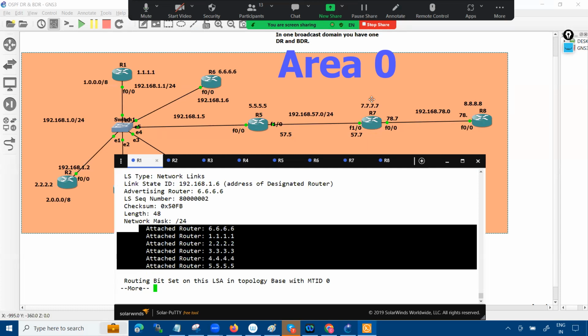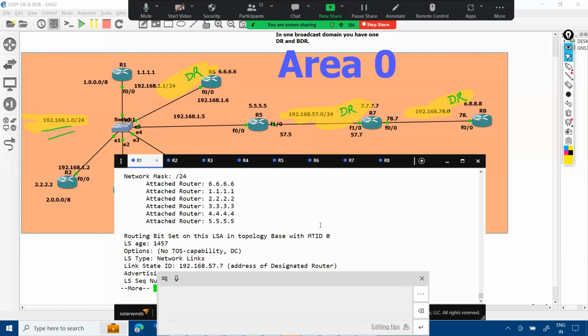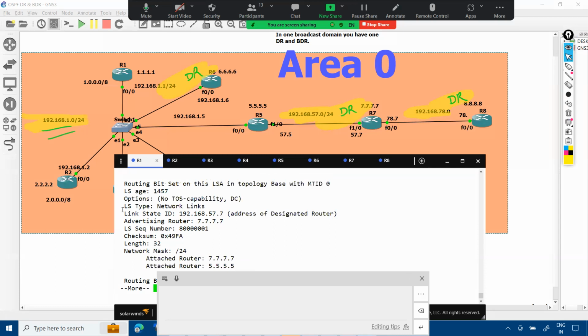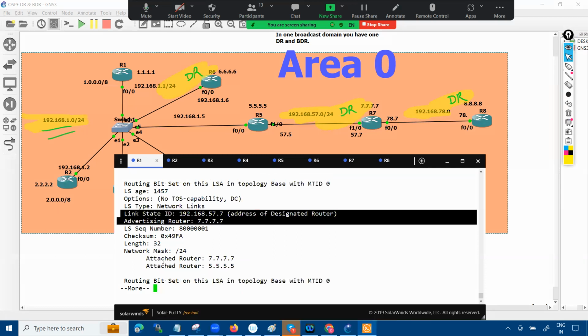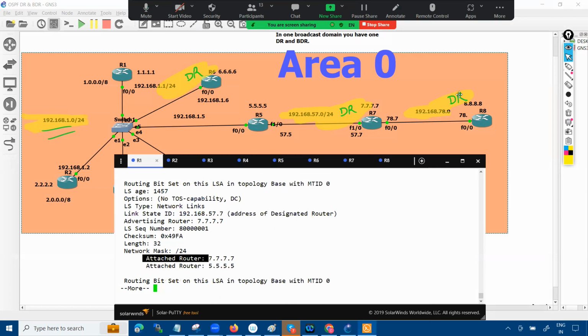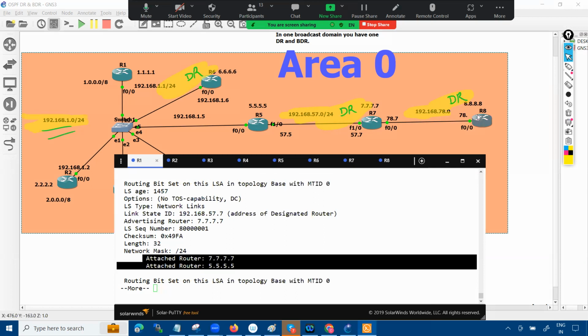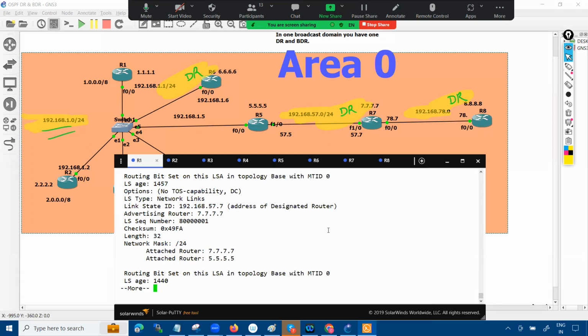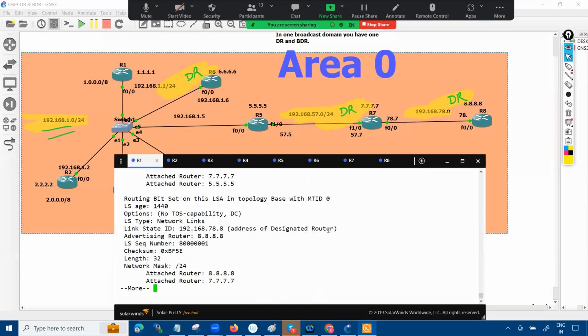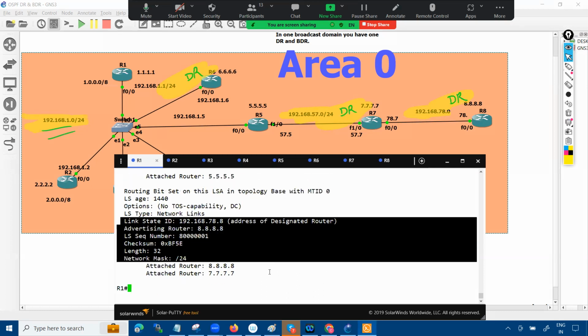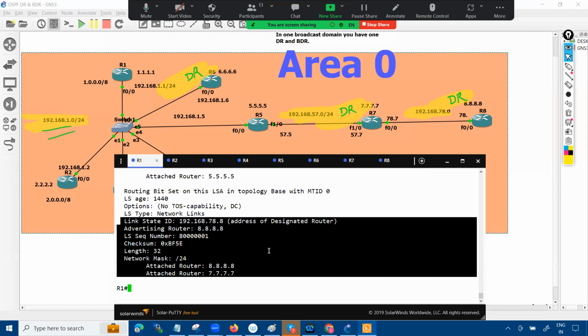Same way, this is another network we have on router 7. Router 7 will say, hey, I have 2 routers attached in my network. Right? Another network is generated by R8. R8 will say, hey, I have another 2 routers attached in my network. So can you see how OSPF works?